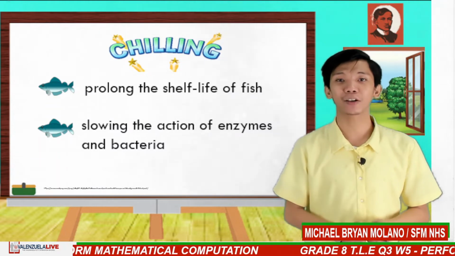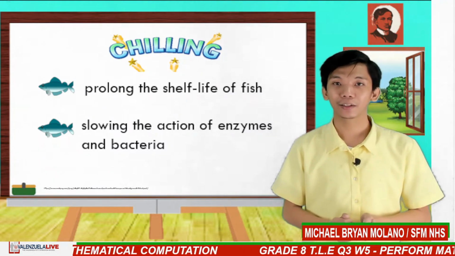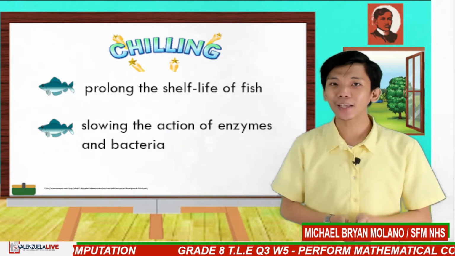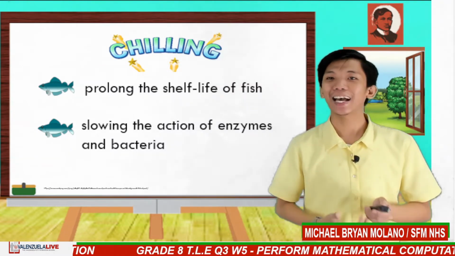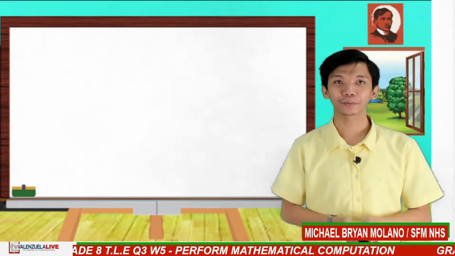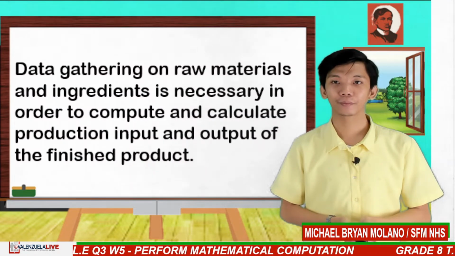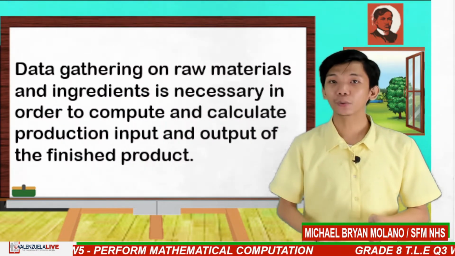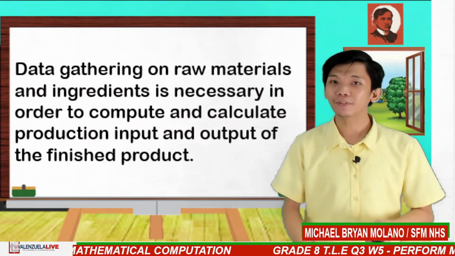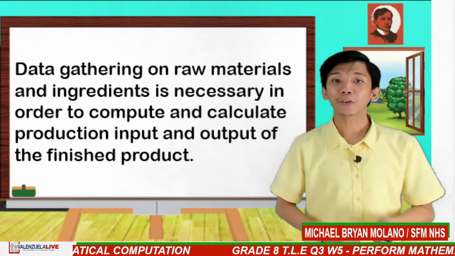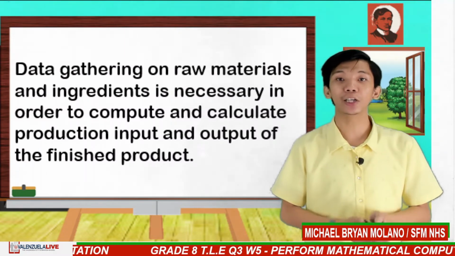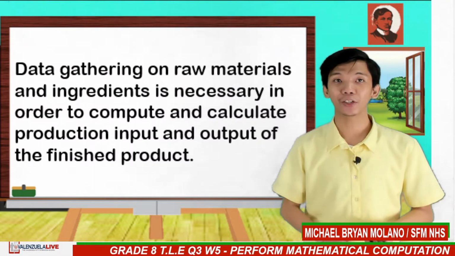Because of these methods, it helps a lot of families not only to avoid food wasting, but it also adds an additional way to earn money and to have a business. And also, to avoid food wasting in our home or business, it is a green flag to gather data about raw materials and ingredients that we will need to compute for the production, input, and output of the finished product.